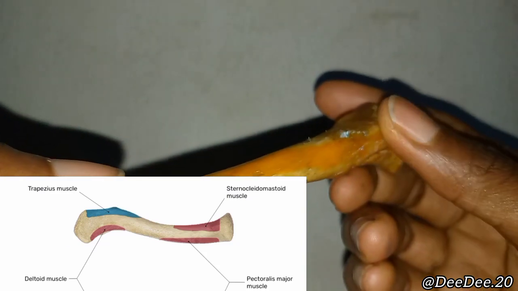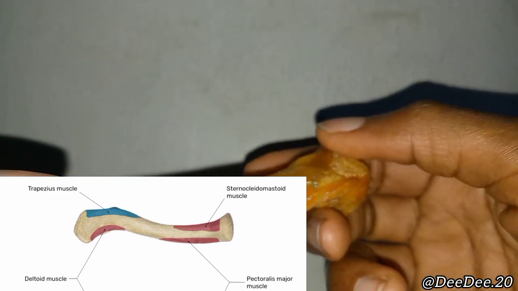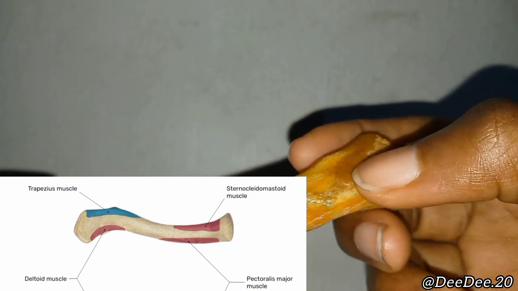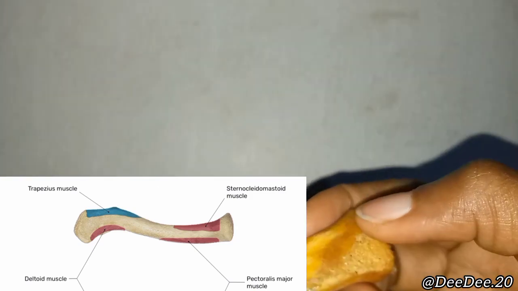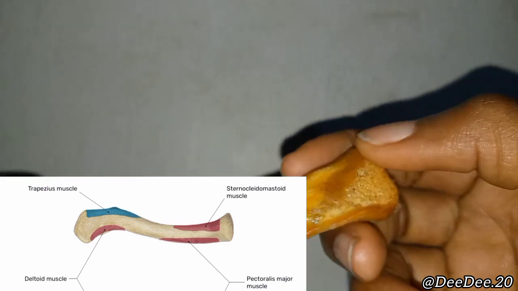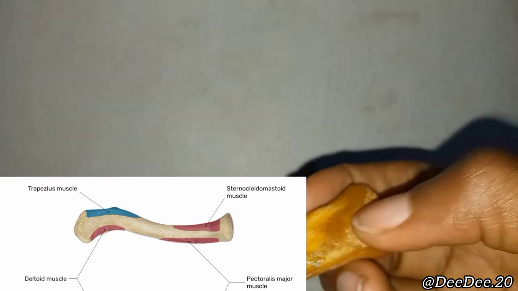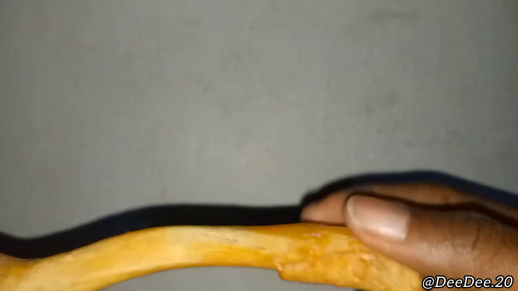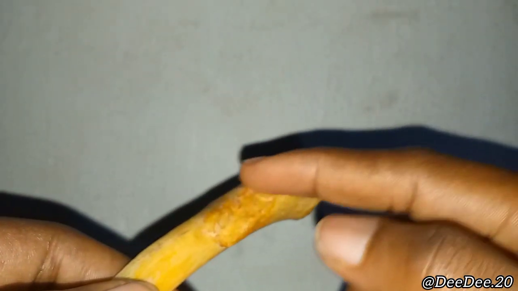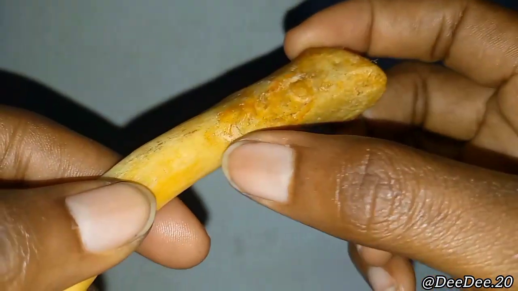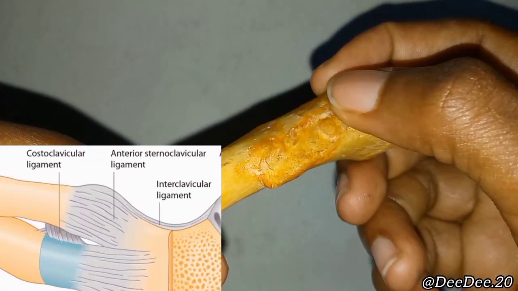Then we have the medial two-thirds of the shaft. Anteriorly, it gives origin to the pectoralis major muscle. Then superiorly, at the rough medial part, it gives origin for the clavicular head of the sternocleidomastoid muscle. It also has an oval impression on the inferior surface that gives attachment for the costoclavicular ligament.